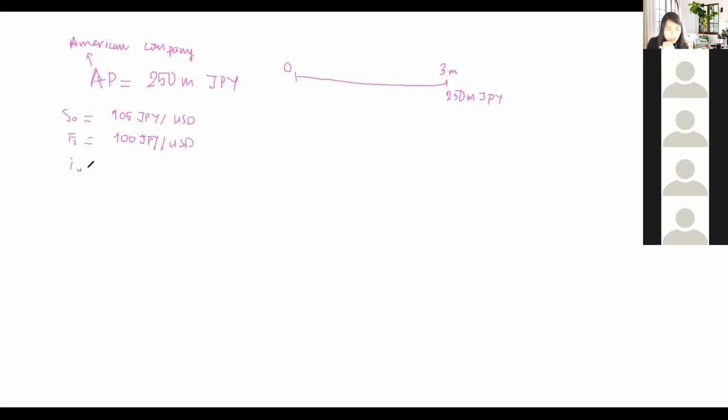Interest rate in the US. So this is already converted to the 3-month interest rate. And interest rate in Japan is 0.0175. 3 months.